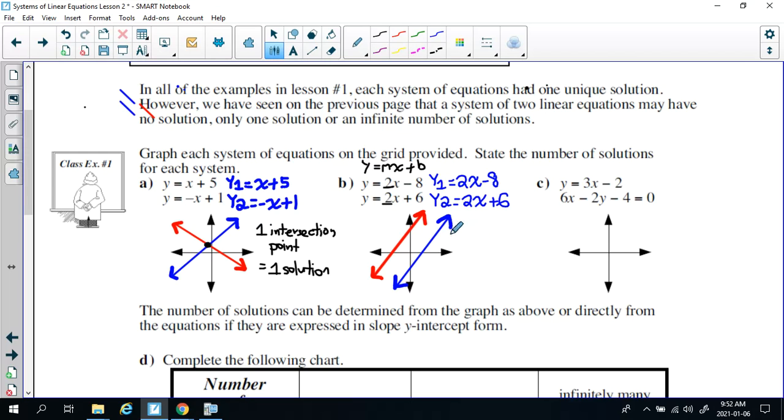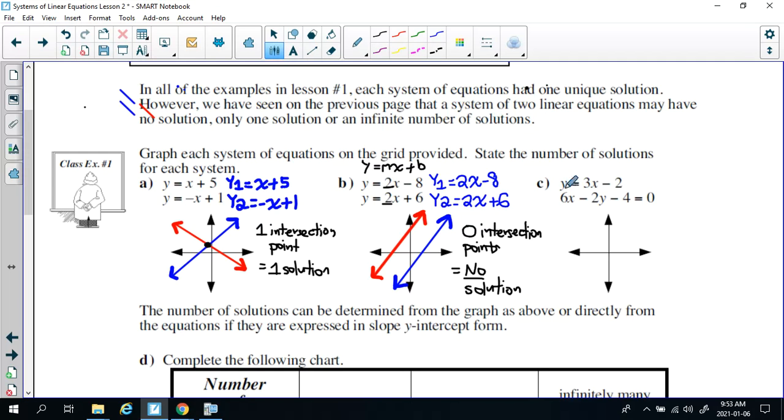So if you have 0 intersection points, this means that the system does not have a solution. Okay, so there would be no solution to your system of linear equations because you must have an intersection point to obtain that. Okay, so let's look at the third one now.